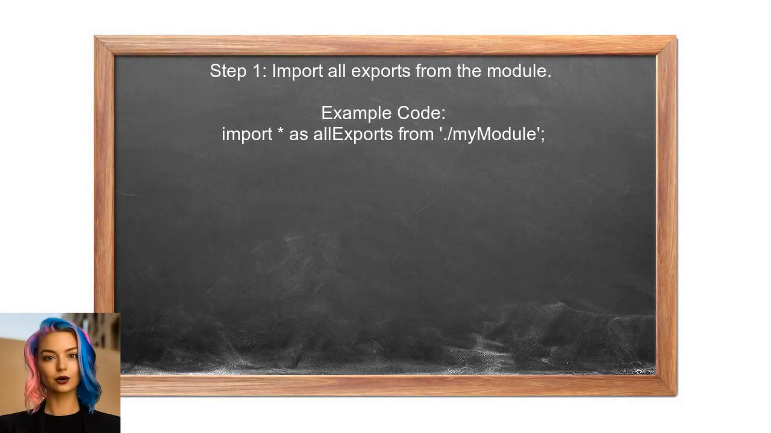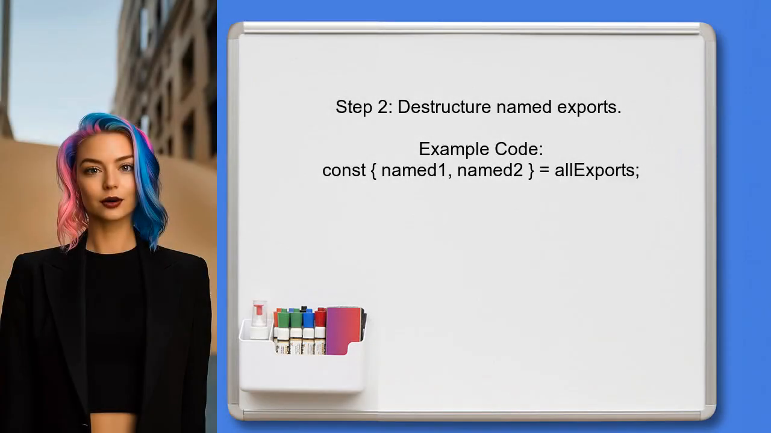To import all named exports without the default export, the user can utilize a specific syntax. First, they should import everything from the module using the asterisk syntax. Next, the user can destructure the named exports from the imported object. This allows them to access only the named exports they need without importing the default.